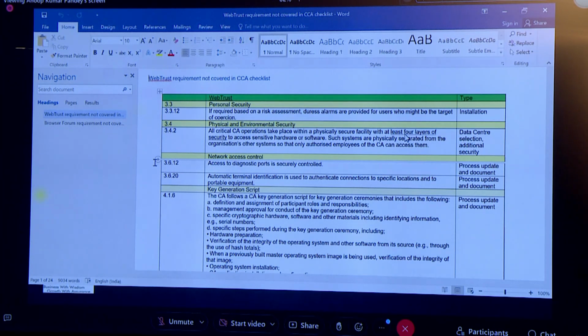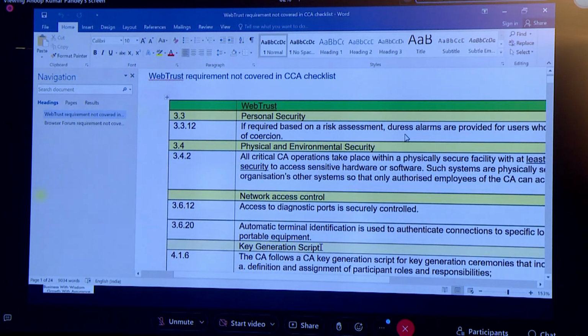That's a thing. And if you talk about network access control, then access diagnostic ports are to be controlled. So currently we don't have an auditing point for that. So we say you have to have a hardening document, but in the hardening document, what should be there? Your port should be controlled. So we don't mention anywhere. I mean, we don't check that point. There's a possibility that somebody has missed that.